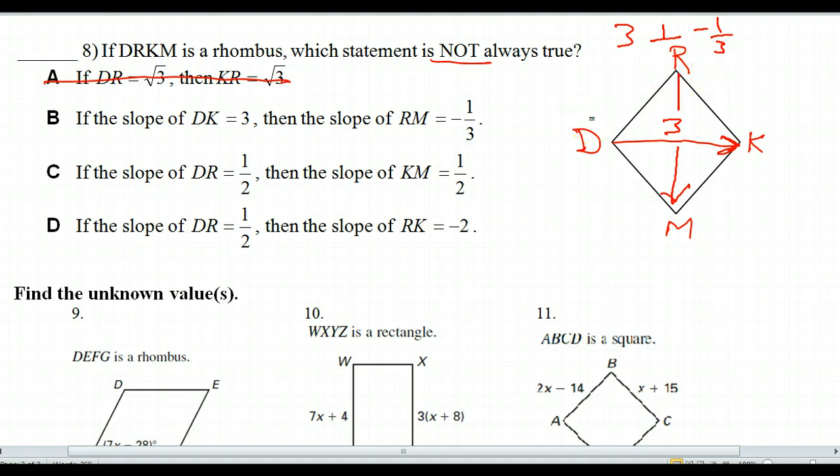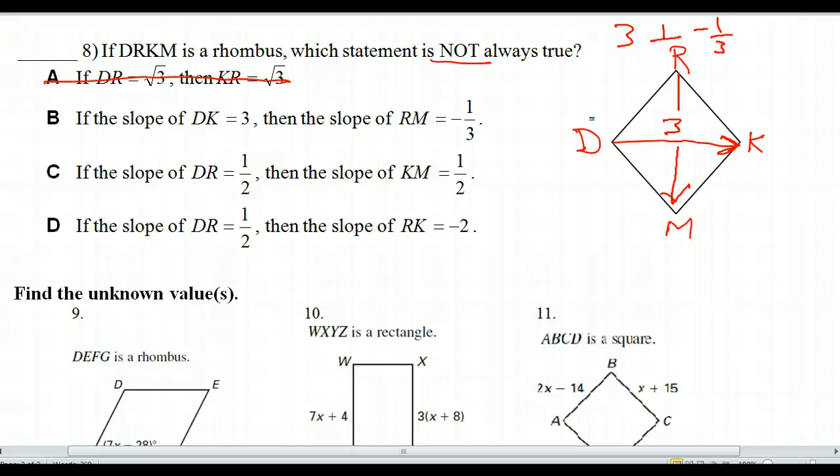Wouldn't those be the slopes that you would get if you had perpendicular lines always? Remember, get this back to the front of your brain. That's why we're reviewing. If lines are going to be perpendicular, their slopes have to be opposite sign and reciprocal, like 3 and negative 1/3. One's positive, one's negative, and they're reciprocal. 3 over 1, 1 over 3.